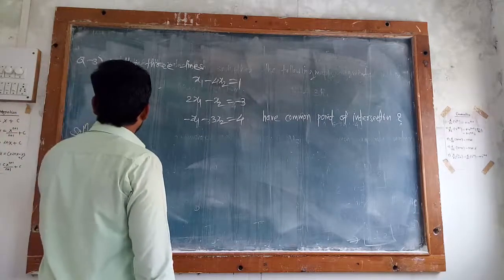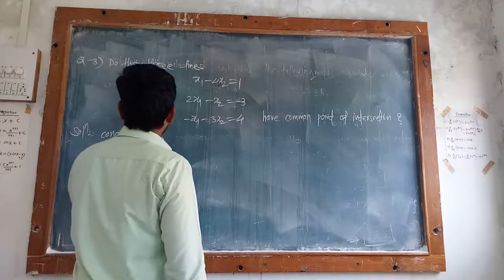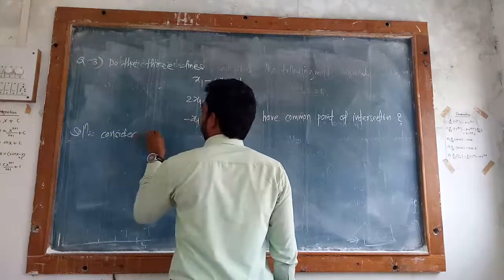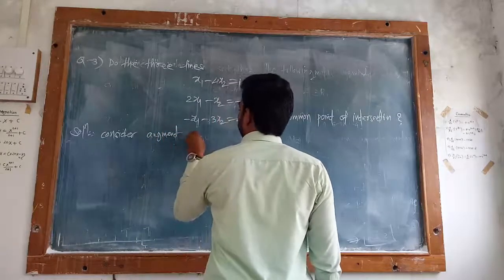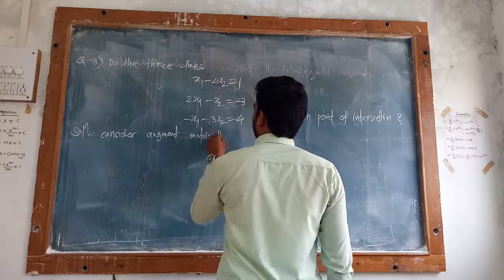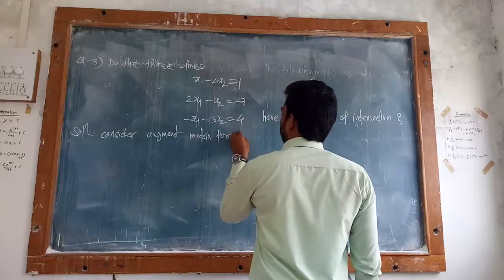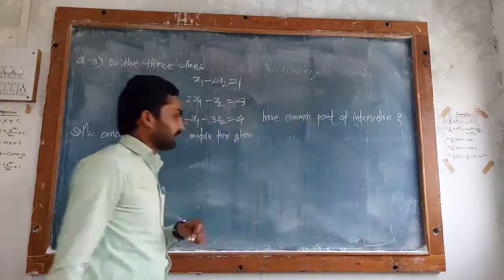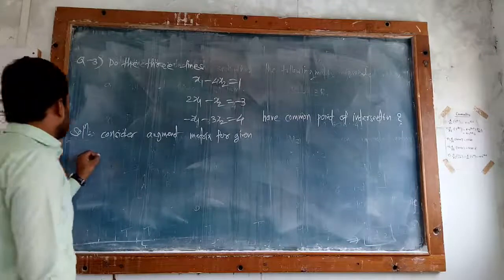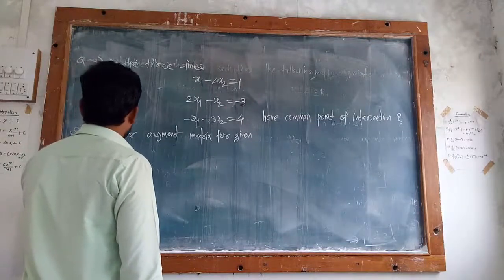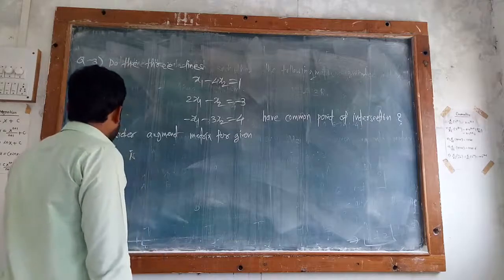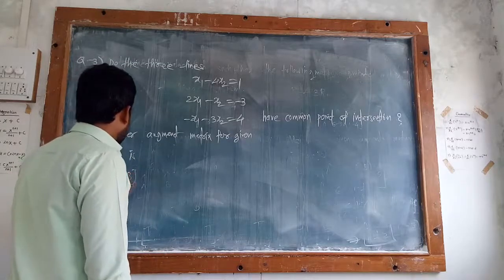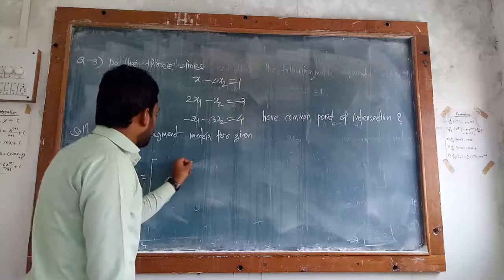So consider the augmented matrix for a given system. What is your augmented matrix? This is your augmented matrix AB. What is the augmented matrix?